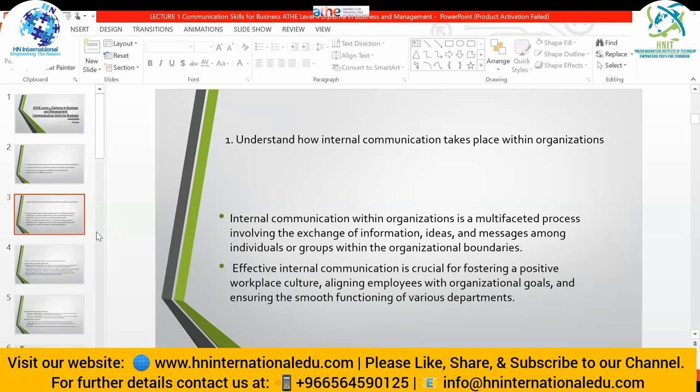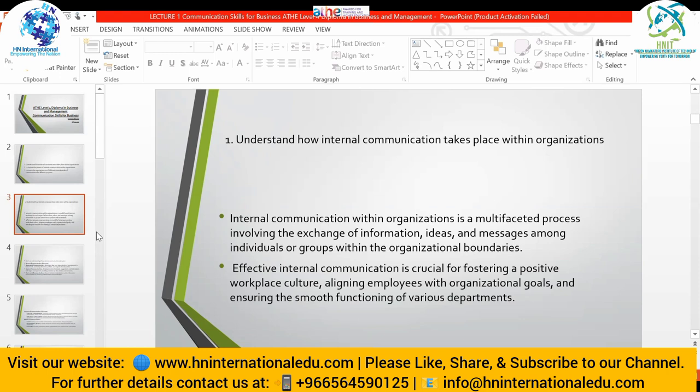Internal communication within the organization is a multifaceted process involving the exchange of information, ideas, and messaging among the individuals or the groups within the organizational boundaries. So first of all, we will be discussing what actually internal communication is. The exchange of information, knowledge, the way we are talking at the moment even, we are doing internal communication because we are part of the HNIT and ATHE. We're discussing thoughts, ideas, and messages as well, a two-way communication. You guys give me feedback as well.